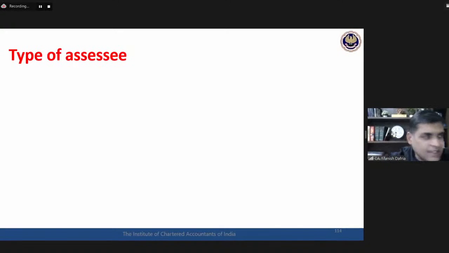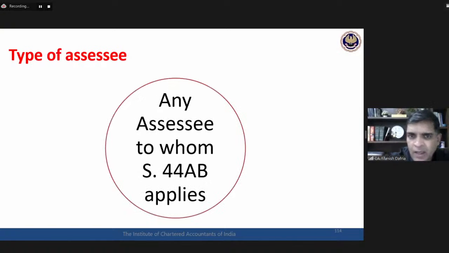Who is eligible? Type of assessee. Who can claim 80JJAA? Very simple, any assessee to whom section 44AB applies, who is required to get his books of accounts audited under section 44AB, that assessee can claim deduction under section 80JJAA. So now we are not talking about type of assessee. We are not talking about individual, company, partnership firm, LLP. We are not talking about a resident, non-resident. Simply section 44AB applies. This is the person who can claim deduction under section 80JJAA.